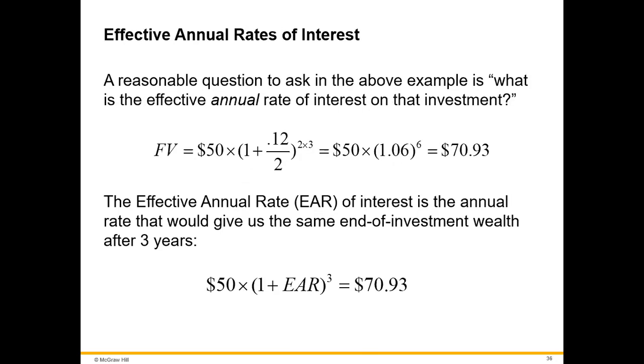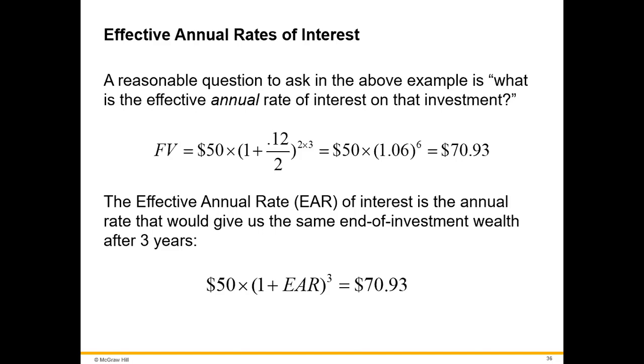So because we may compound more than once a year, our effective annual rate, how much interest we really do receive, is going to be different than our annual rate that is stated. So that's 6% or 12%. What is our effective annual rate of interest?